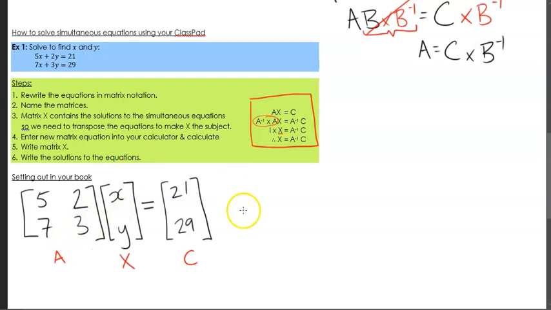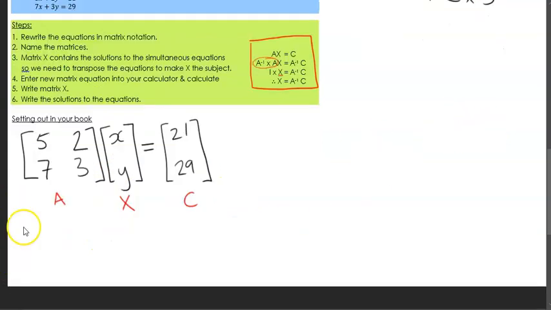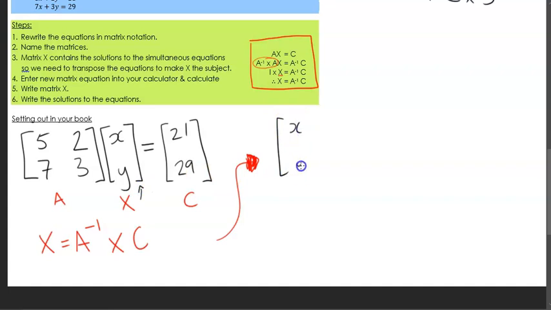But then whatever I do to the left, I also have to do to the right. So in other words, X will just be equal to A inverse multiplied by C. And how you write this out is literally what it states. To get X, and remember X belongs to this matrix here, X, Y, I get matrix A's inverse, which is 5, 2, 7, 3, to the power of negative 1.